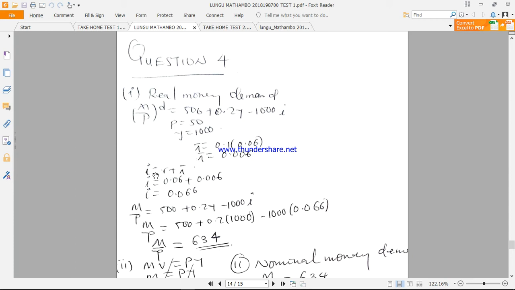But what we want is the nominal rate of interest, and understand that the nominal rate of interest is the summation of the real interest rate and the inflation rate. We have the real interest rate as 0.06, and we've just calculated the inflation rate, which is 0.006. So when you add these two, you get 0.066. This is the value of the nominal rate of interest, which we are going to plug in where there is I, for us to find the real money demand.